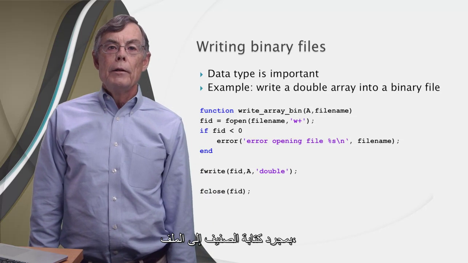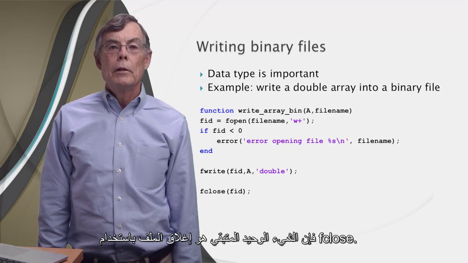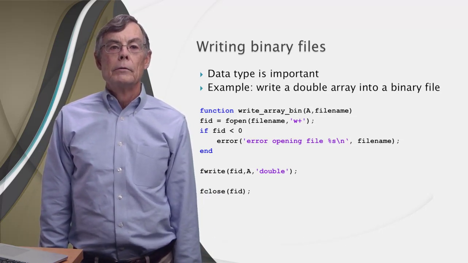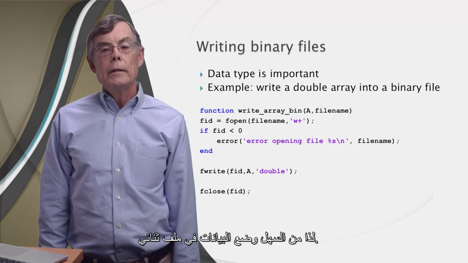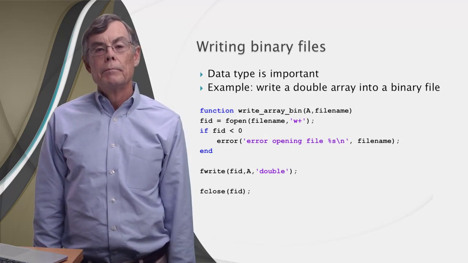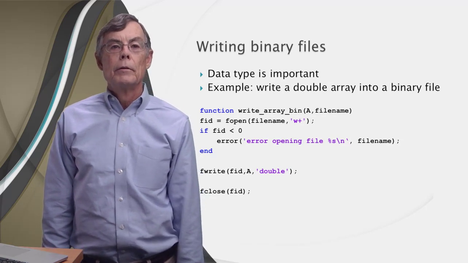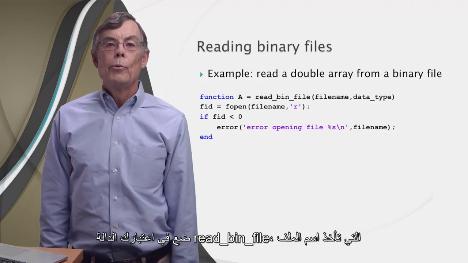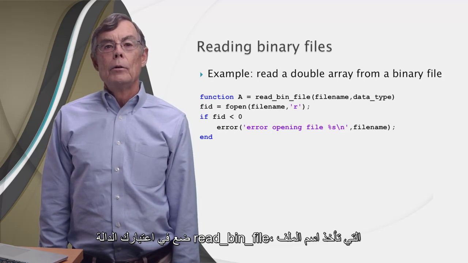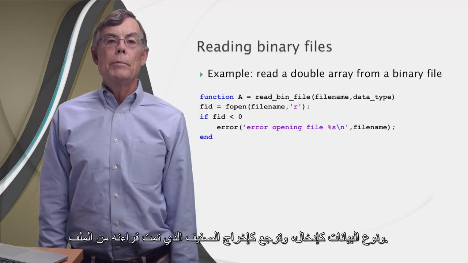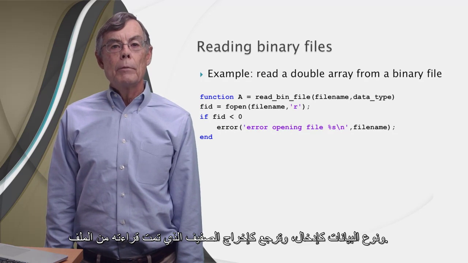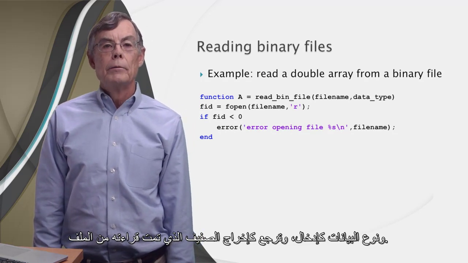Once we've written the array to the file, the only thing left to do is to close the file with fclose. So putting data into a binary file is easy. And getting the data out of this file is just as easy. Consider the function read bin file, which takes the file name and the data type as input and returns as output the array that was read from the file.